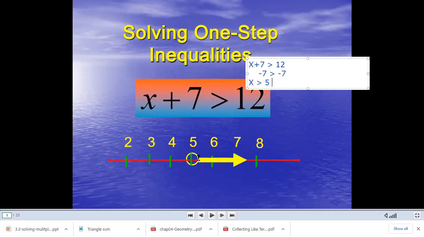Understood this part, grade 7? Any question? Let's move to the next part. No, Miss.